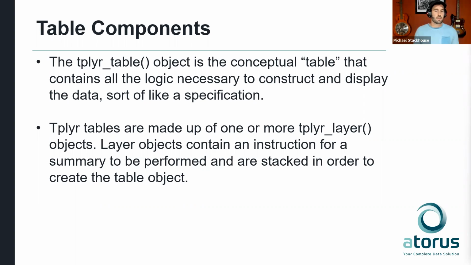And then the tables are made up of themselves using Tplyr layer objects. And those layer objects contain the instruction for the specific summary that should be performed in that layer and all of the additional attributes that you want to attach into that to create and display the data as you want within that layer itself. So the table contains layers in a parent-child relationship, and those things come together to form the full specification of the Tplyr table itself.